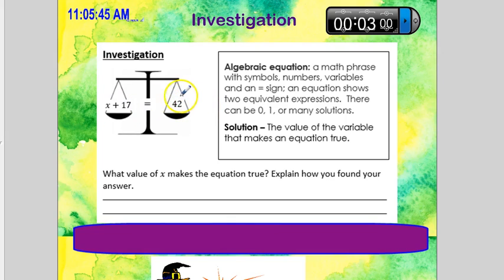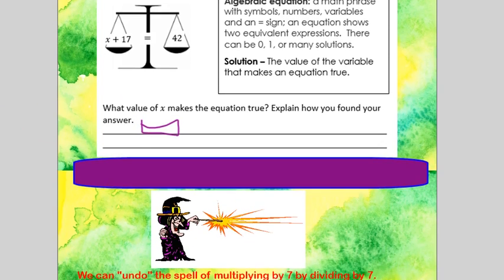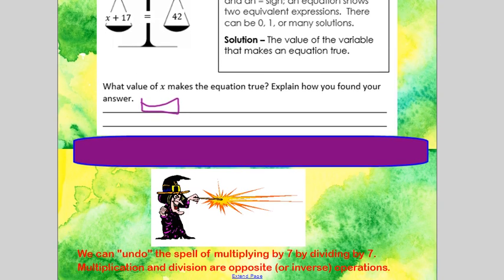So if that's the case, and there's 42 pounds on this side, what would X have to be to make this side also 42 pounds? I want you to think about that, and I want you to write your answer right here. Let's go ahead and take a look at what you wrote.